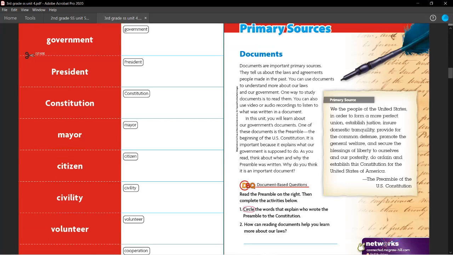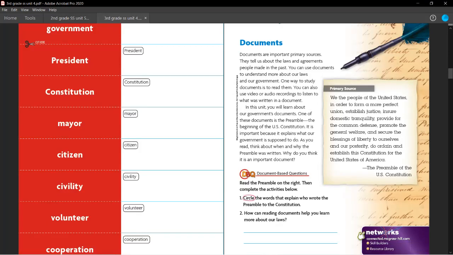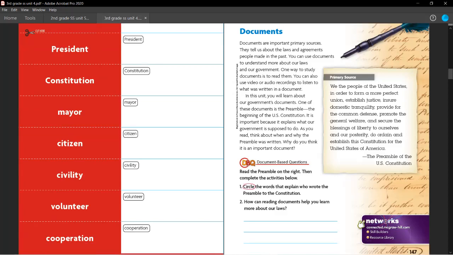One way to study documents is to read them. You can also use videos or audio recordings to listen to what was written in a document. In this unit, you will learn about our government's documents. One of these documents is the preamble, the beginning of the US Constitution. It is important because it explains what our government is supposed to do. As you read, think about when and why the preamble was written. Why do you think it's an important document?